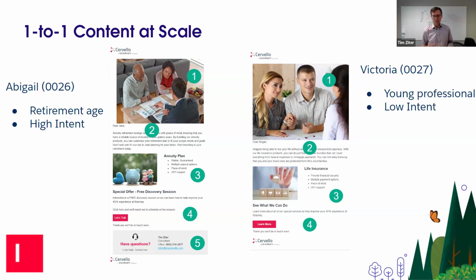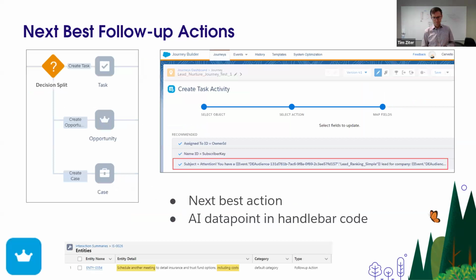You could even do a custom call to action here at number 4, depending on that intent that we're seeing, and even link to those next best sales follow-up steps in number 5. Maybe Abigail is ready to talk with sales, whereas Victoria might just be gathering information at this point.